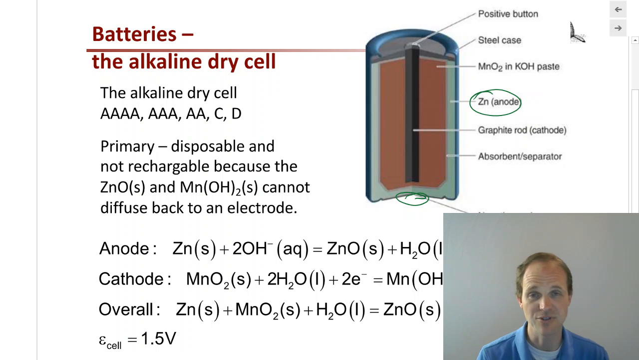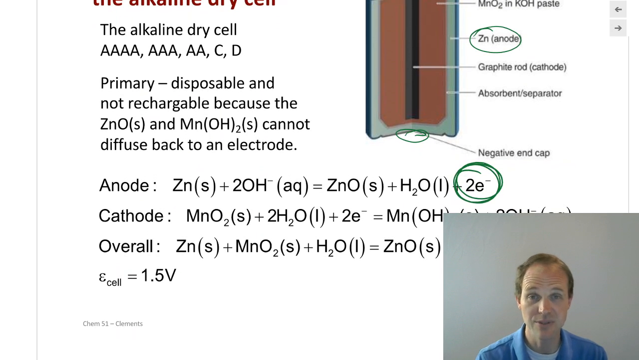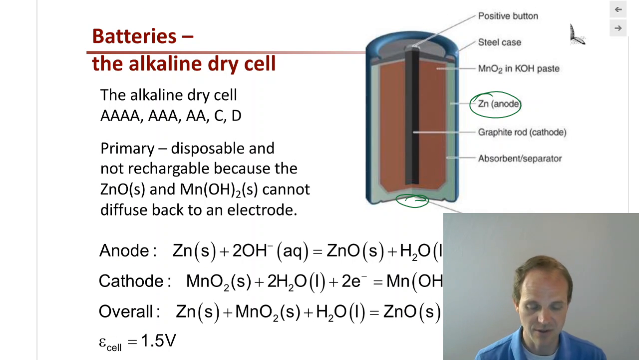So the part that's producing electrons is where our anode is, and that's our negative side. You can think about that because it's producing electrons, it's negative, and then the positive side is where the cathode is because it's accepting those electrons.